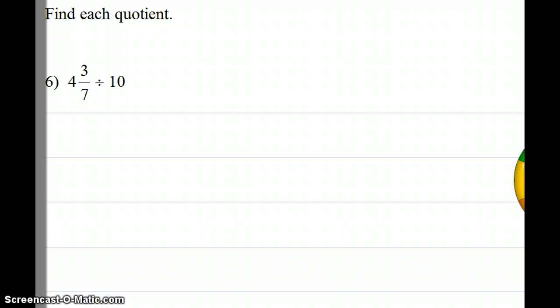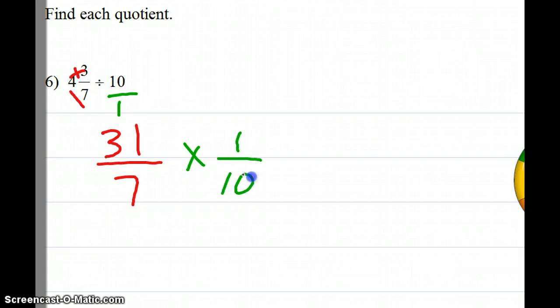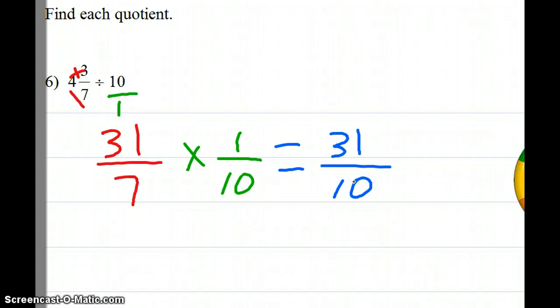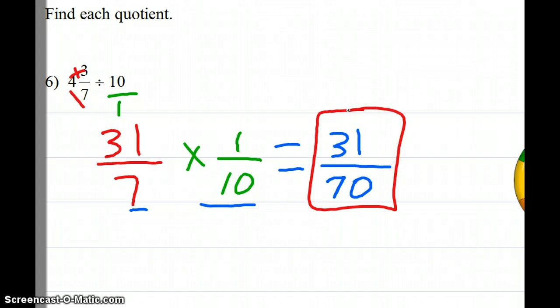Sometimes when we have mixed fractions, we have to change to improper. Again, 4 times 7 is 28, plus 3 will be 31/7. If you can keep in mind, this fraction is over 1, so if I change my divide to multiply, I flip. I can do that in 1 step. Look for common factors. There aren't any, so we multiply the numerators and the denominators together, and 7 times 10 is equal to 70. Try to reduce. There's nothing common in 31 and 70, so that is our final answer.